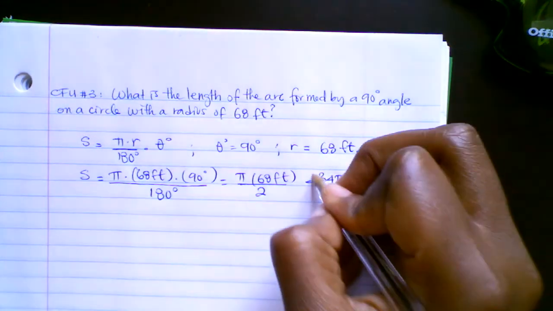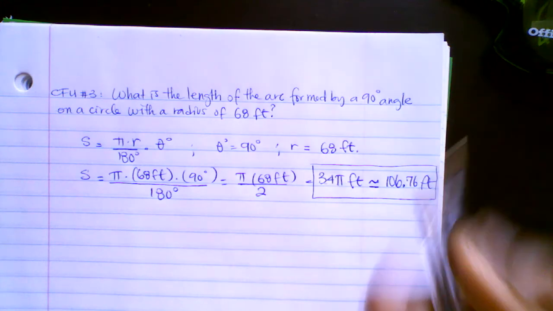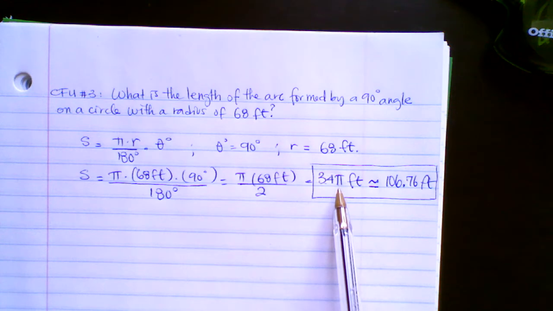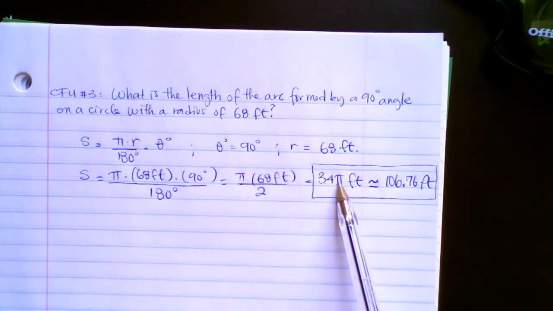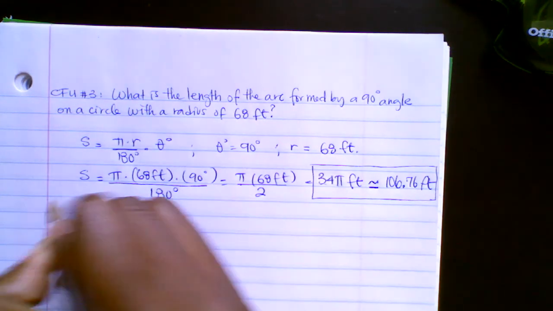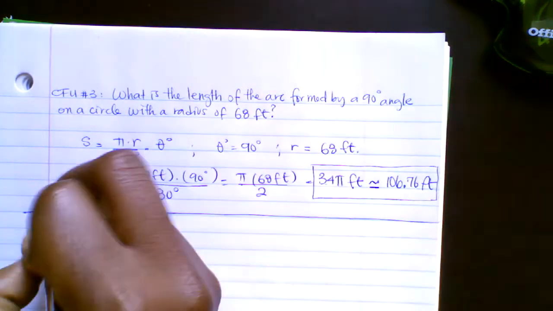So those two values represent the arc length. The arc length is given with an exact value when pi is left alone. The approximation is when you multiply 34 by the approximate value of pi, which is 3.14. Okay. So that's it. That's CFU number 3. Now let's do CFU number 4.